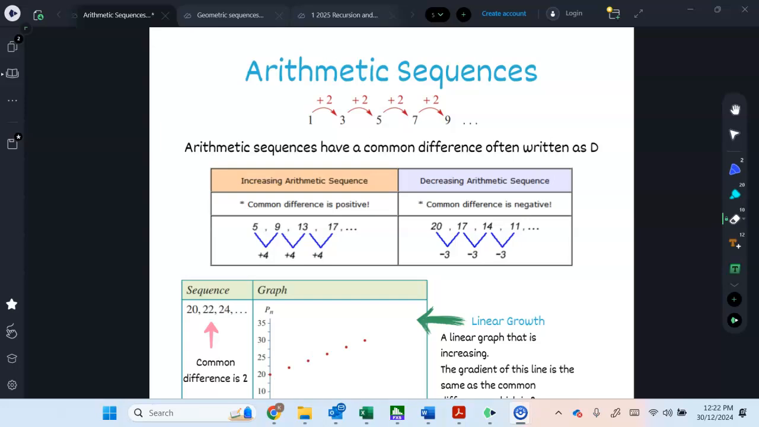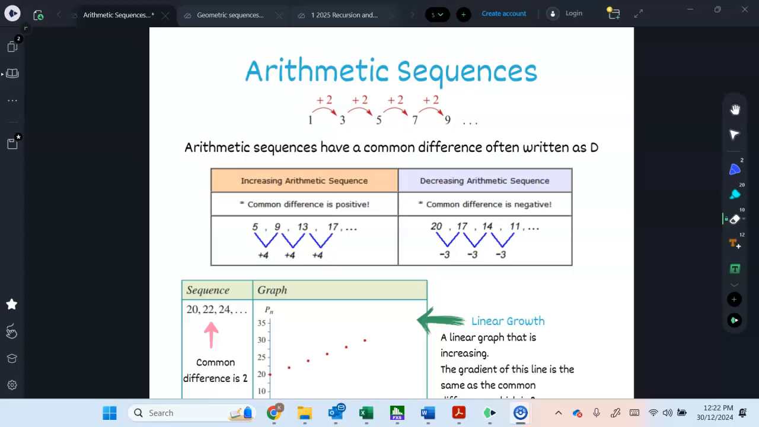Hi everyone, in this video we're going to go through the difference between an arithmetic sequence and a geometric sequence. So basically with sequences, the two that you will look at in general maths are arithmetic and geometric. If you've already done Unit 1 and 2 or even Year 10, you should be familiar with them, but I will just recap them in this video just in case you have forgotten.